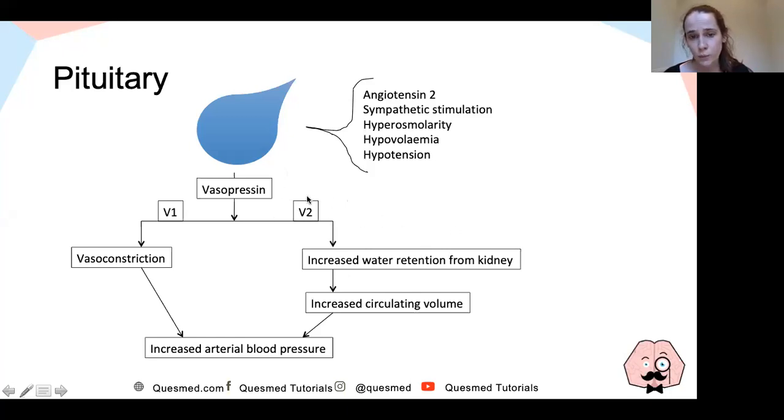The vasopressin will bind to the V2 receptors, and this will allow aquaporins to be released and essentially bond with the membrane of the collecting duct. And because the collecting duct is moving through that really concentrated environment, water moves through those aquaporin channels from an area of low concentration to an area of high concentration. And that is how we retain more water, therefore increasing our circulating volume and increasing our arterial blood pressure.